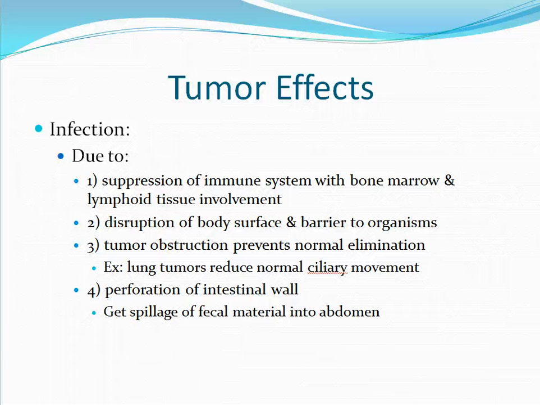Tumor obstruction prevents normal elimination. For example, lung tumors reduce the normal ciliary movements, which can lead to pneumonia. And infection could be due to perforation of the intestinal wall with spillage of fecal material into the abdomen, and this can lead to peritonitis.